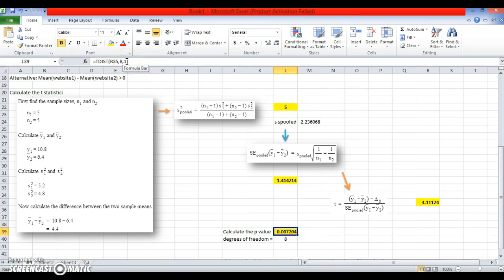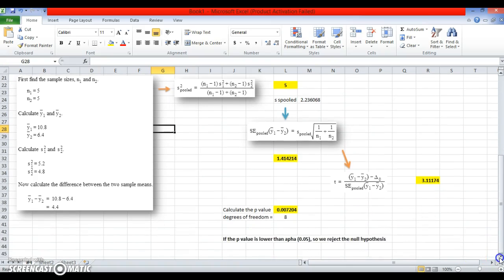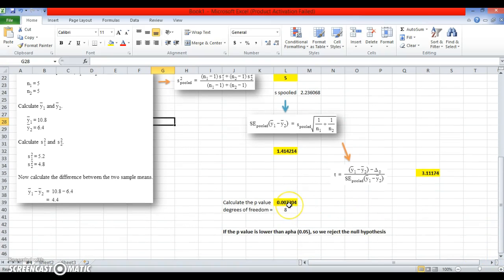What does this 1 mean? It's a very good question. What this means is that it is a one-tailed test. So Excel will apply the logic correctly. And so after you do all of those things, you should get 0.0072.